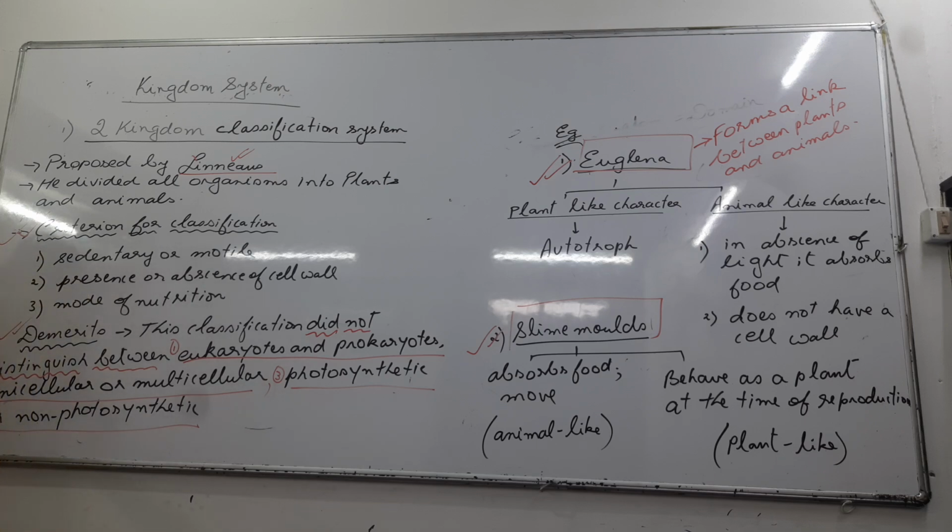Right? For any classification, there has to be some basis, that on this basis I have classified. On what basis did he classify? He has given the classification on the basis of these three points. What are the three points? Criteria for classification. I think we understand this point, right? So for any organism, the first point that he has considered is sedentary or motile.